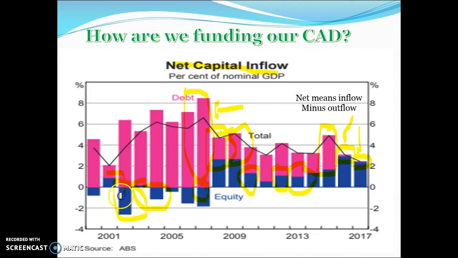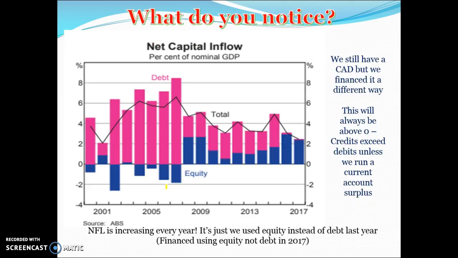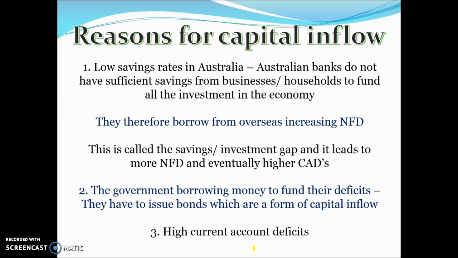The main reasons for capital inflow are, one, Australia has low savings rates. So we borrow a lot of money from overseas because our banks don't have enough money from our private savings. So when you borrow from, like, the Commonwealth Bank, it then goes and borrows from other entities overseas, and that leads to capital inflow. There's also capital inflow to fund the government's budget deficits, because they're spending more than they're earning, so they borrow in the form of bonds or official borrowing. And because we have high current account deficits, we have to fund that through the financial account, so capital inflow comes in there as well.